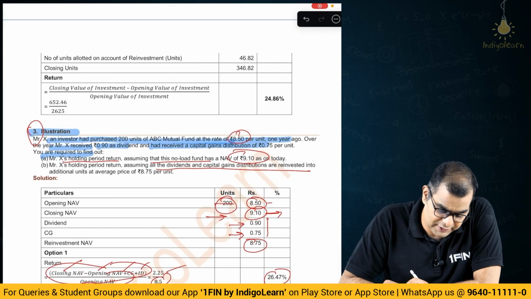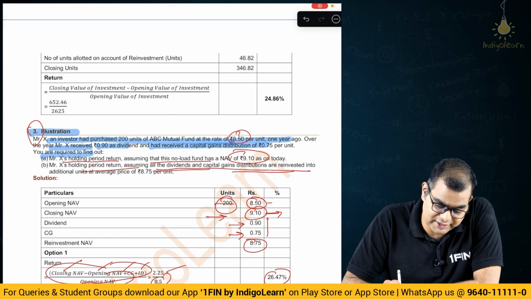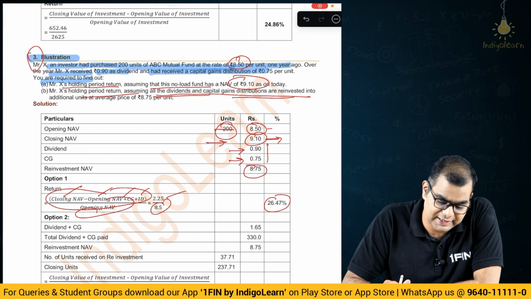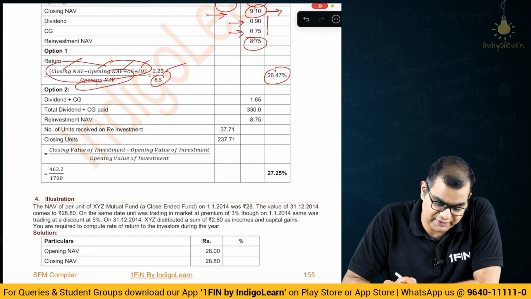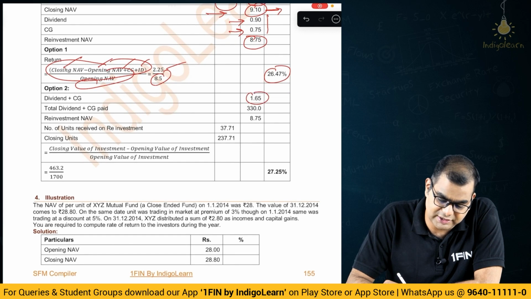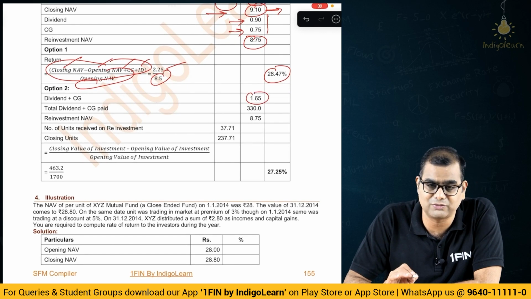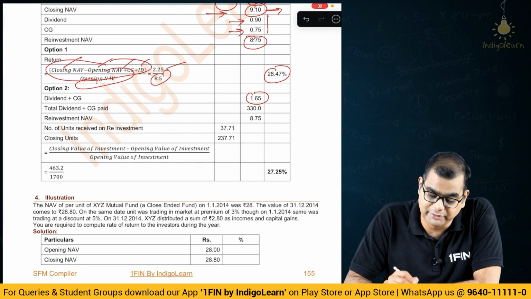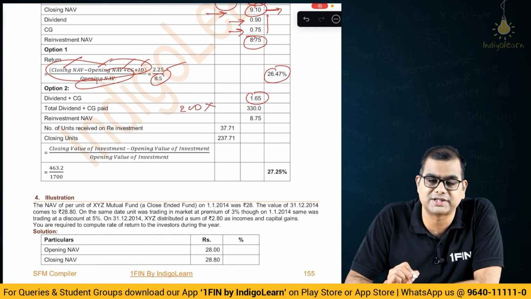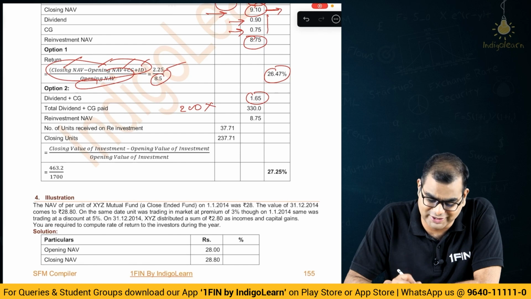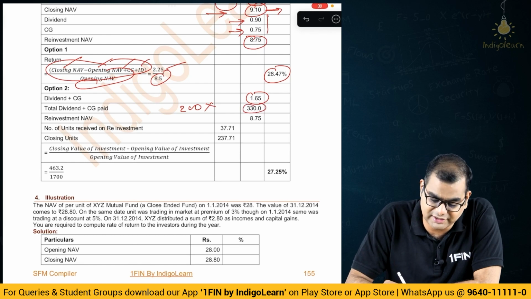Then the second question is what? The holding period return assuming all the dividends and capital gain distributions are reinvested into additional units at an average price of 8.75. Now, if you are reinvesting at 8.75, what happens? Originally, dividend and capital gains is 1.65. That is the dividend per unit that you have got. How many units do you have? You have 200 units. So 200 into 1.65 is 330 rupees.